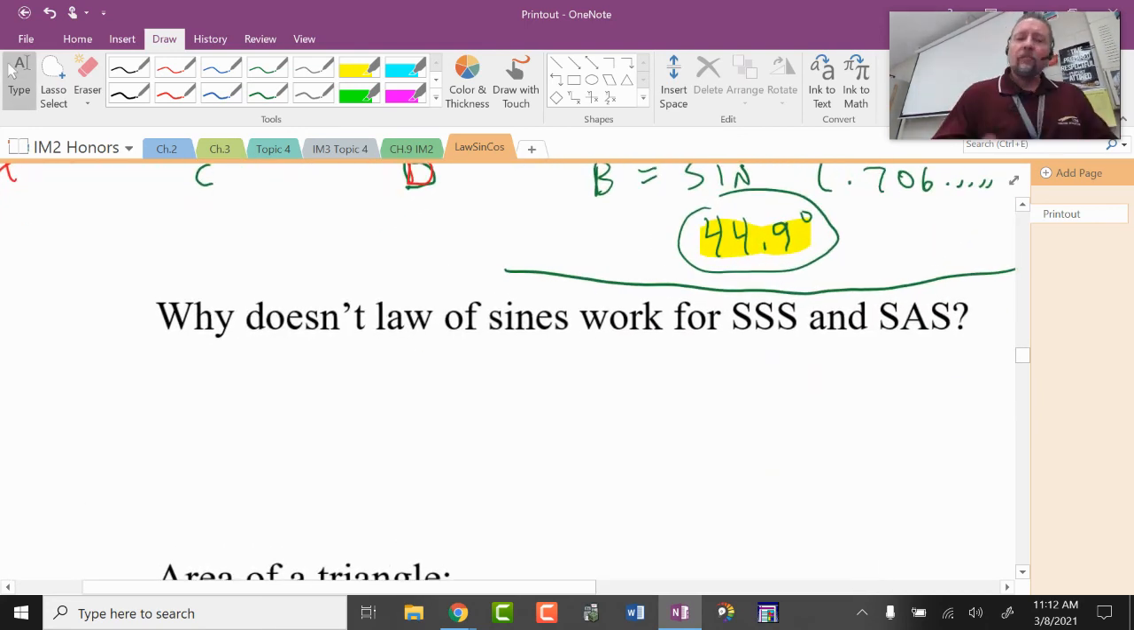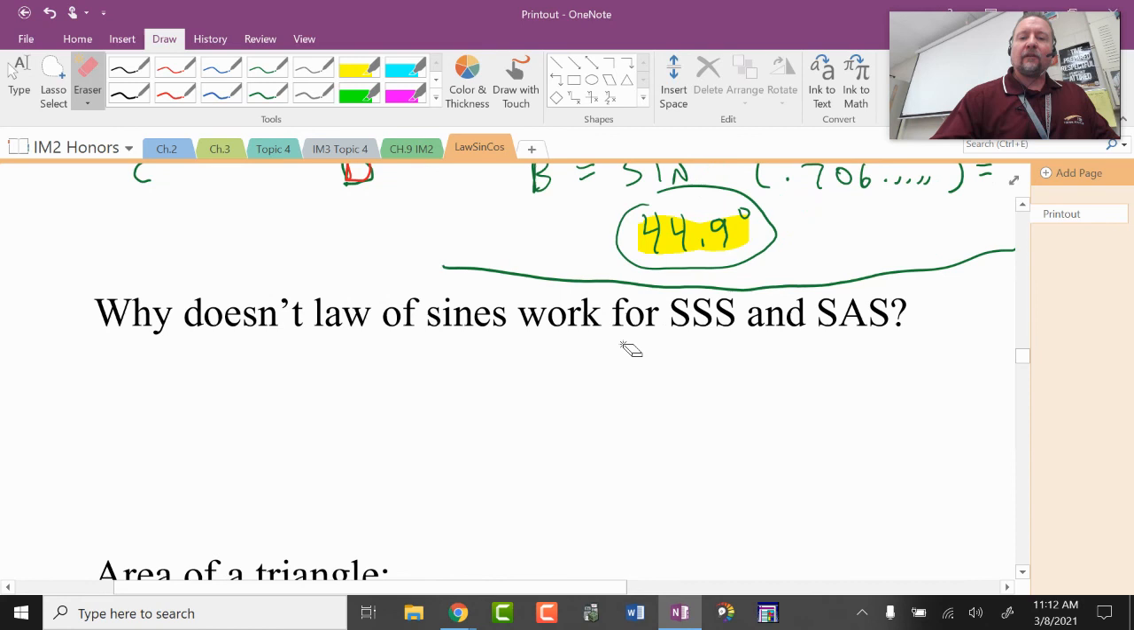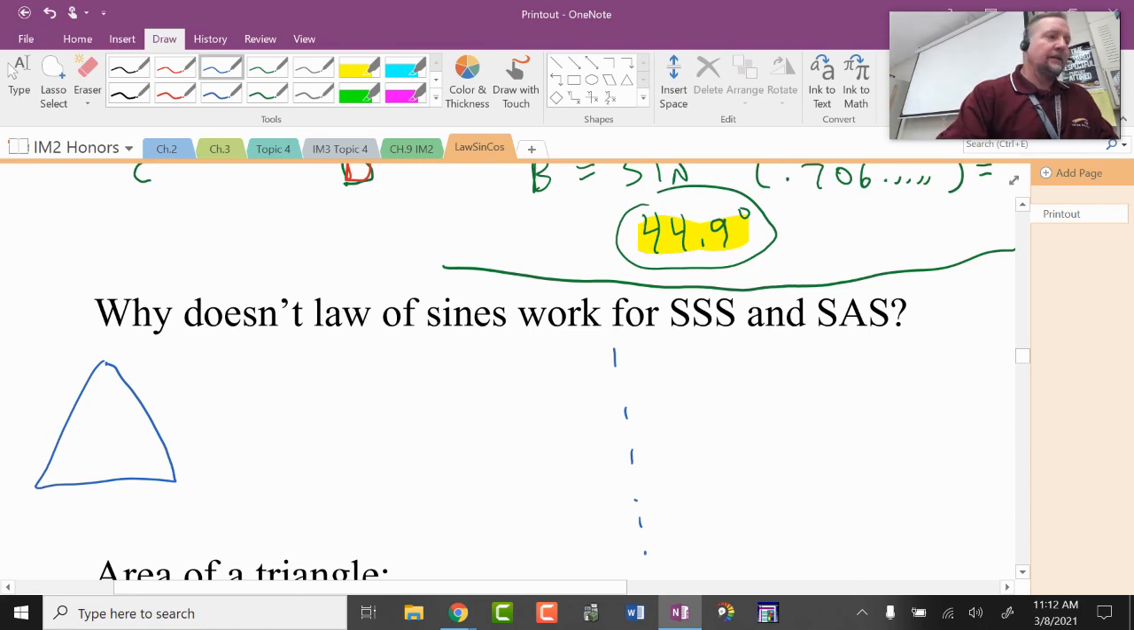Why doesn't SSS work for the law of sines? Let's go ahead and put a quick triangle here. Let's just say 7, 8, 9.